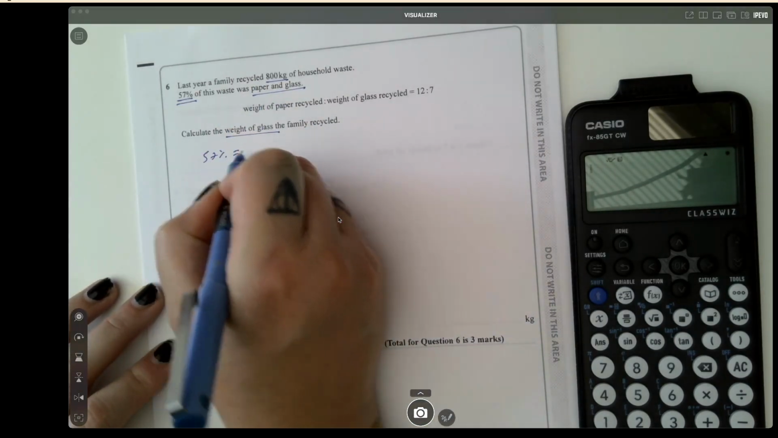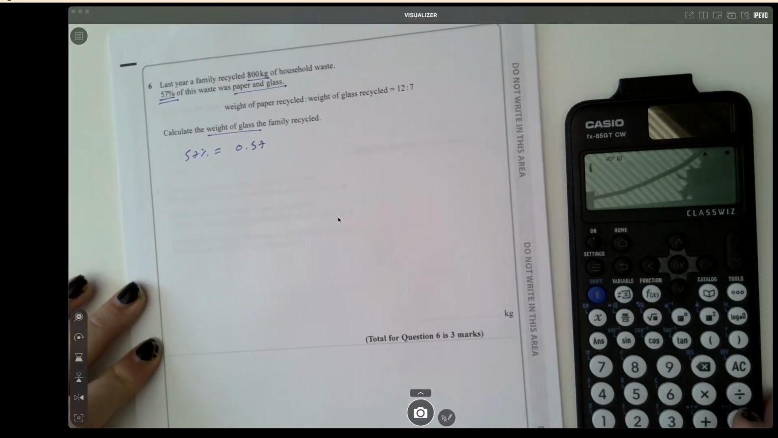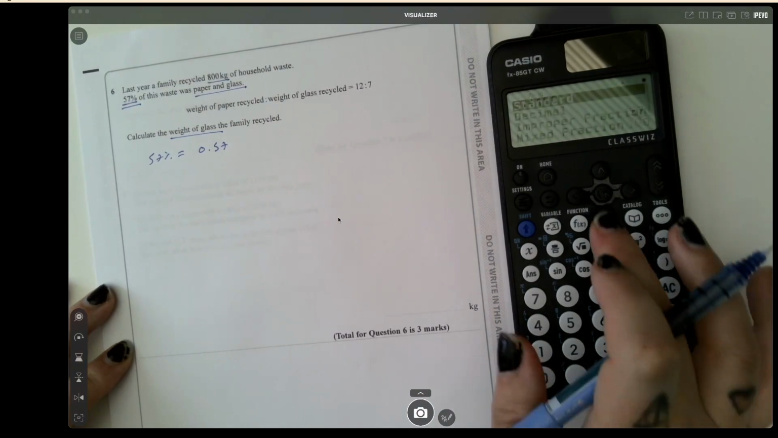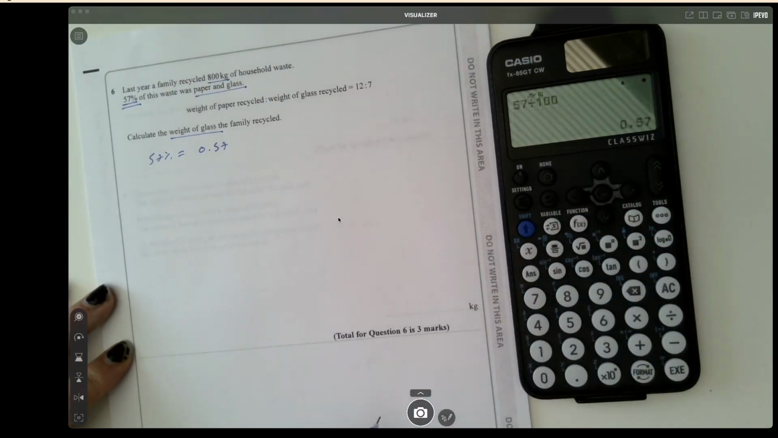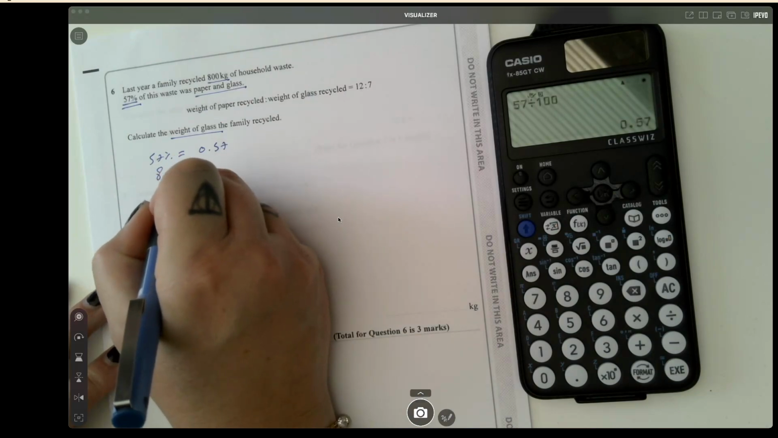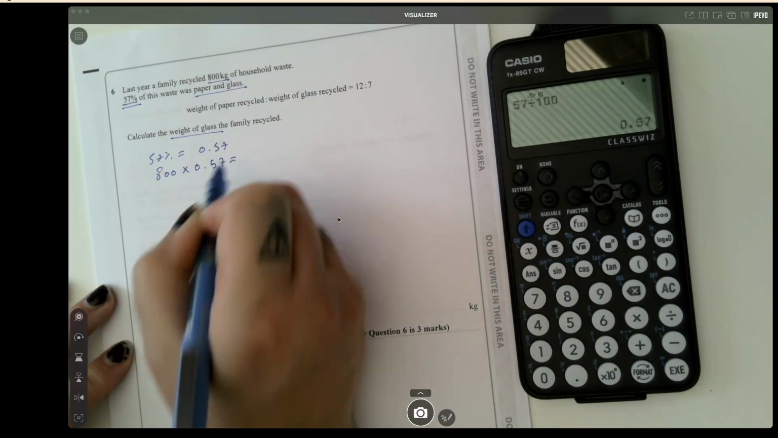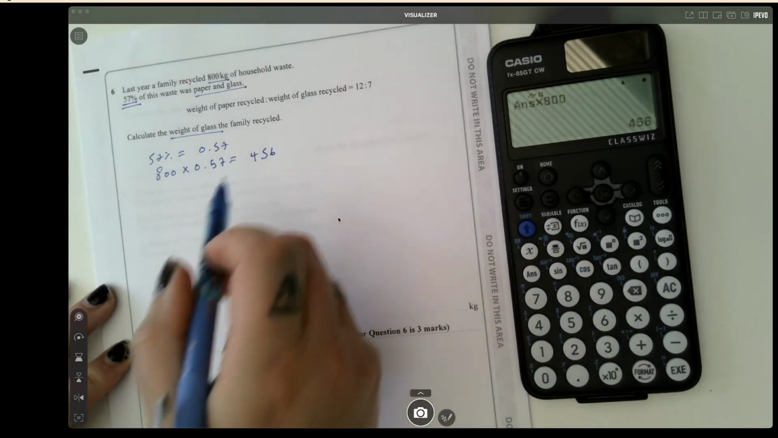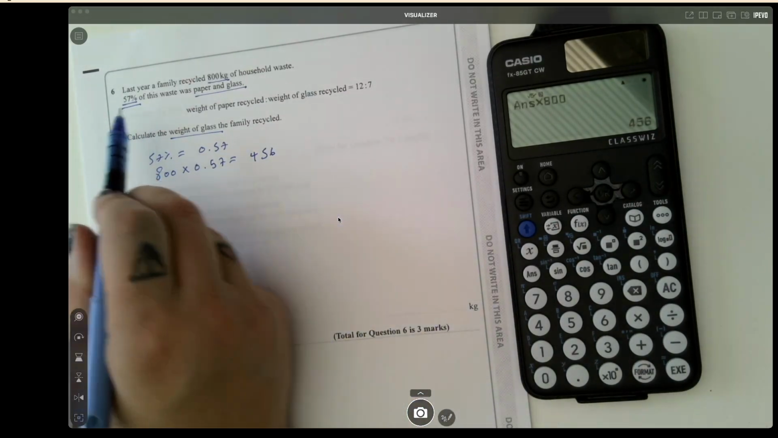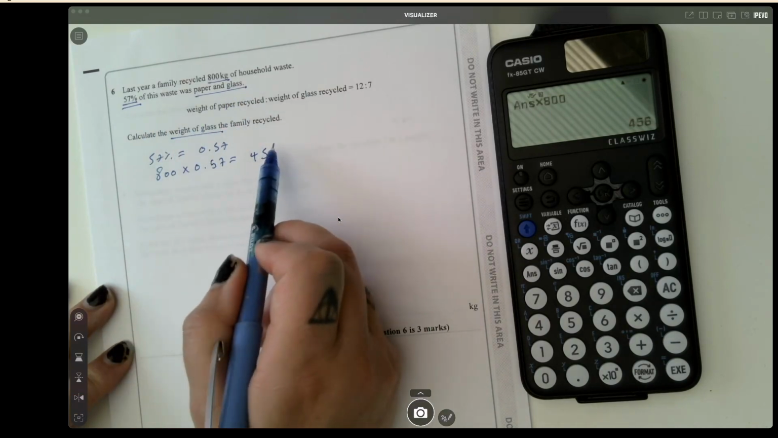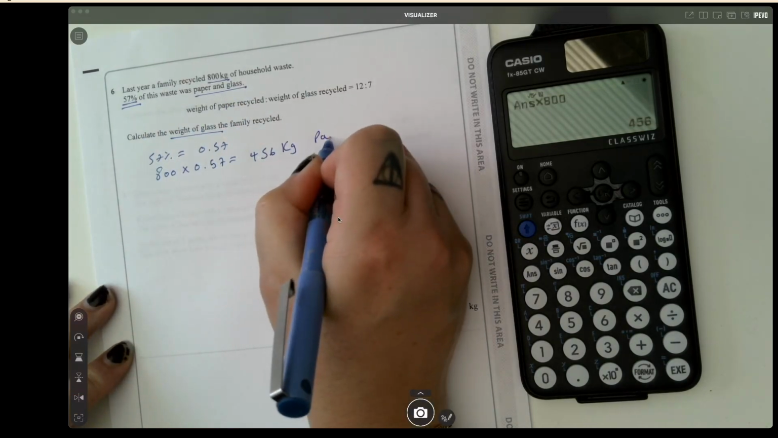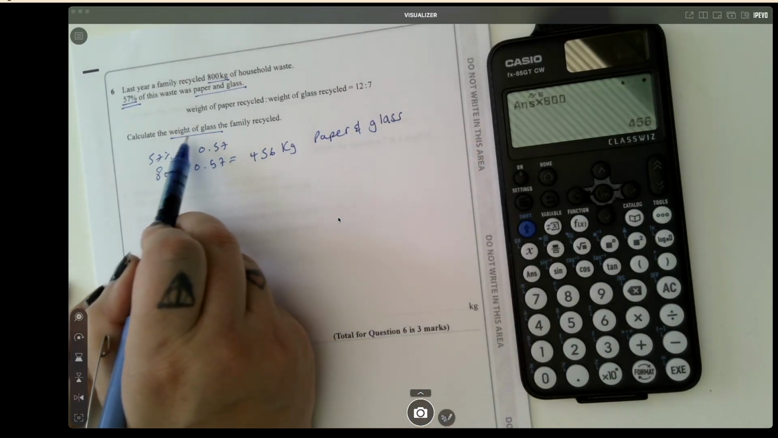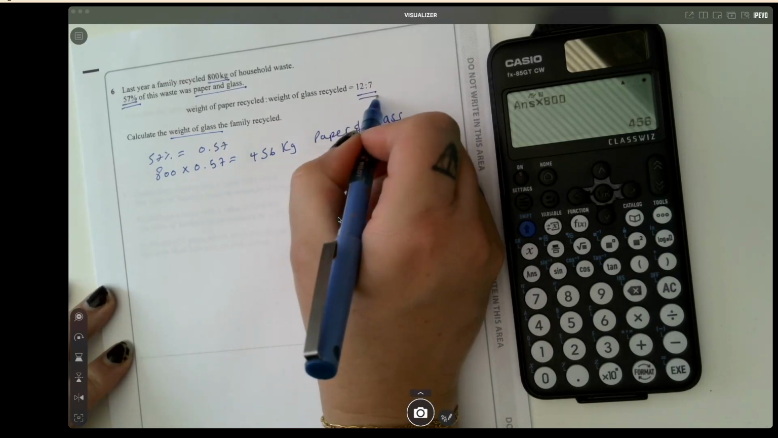So 57% as a multiplier is 0.57. If you weren't sure about that, do 57 divided by 100. Pop it into decimal format, 0.57. So if I do 800 times 0.57, that will tell me 57%. So 456 is 57%. So that is paper and glass. So 456 kilograms paper and glass. Now we're only interested in the weight of glass, so now we need to use this ratio here.